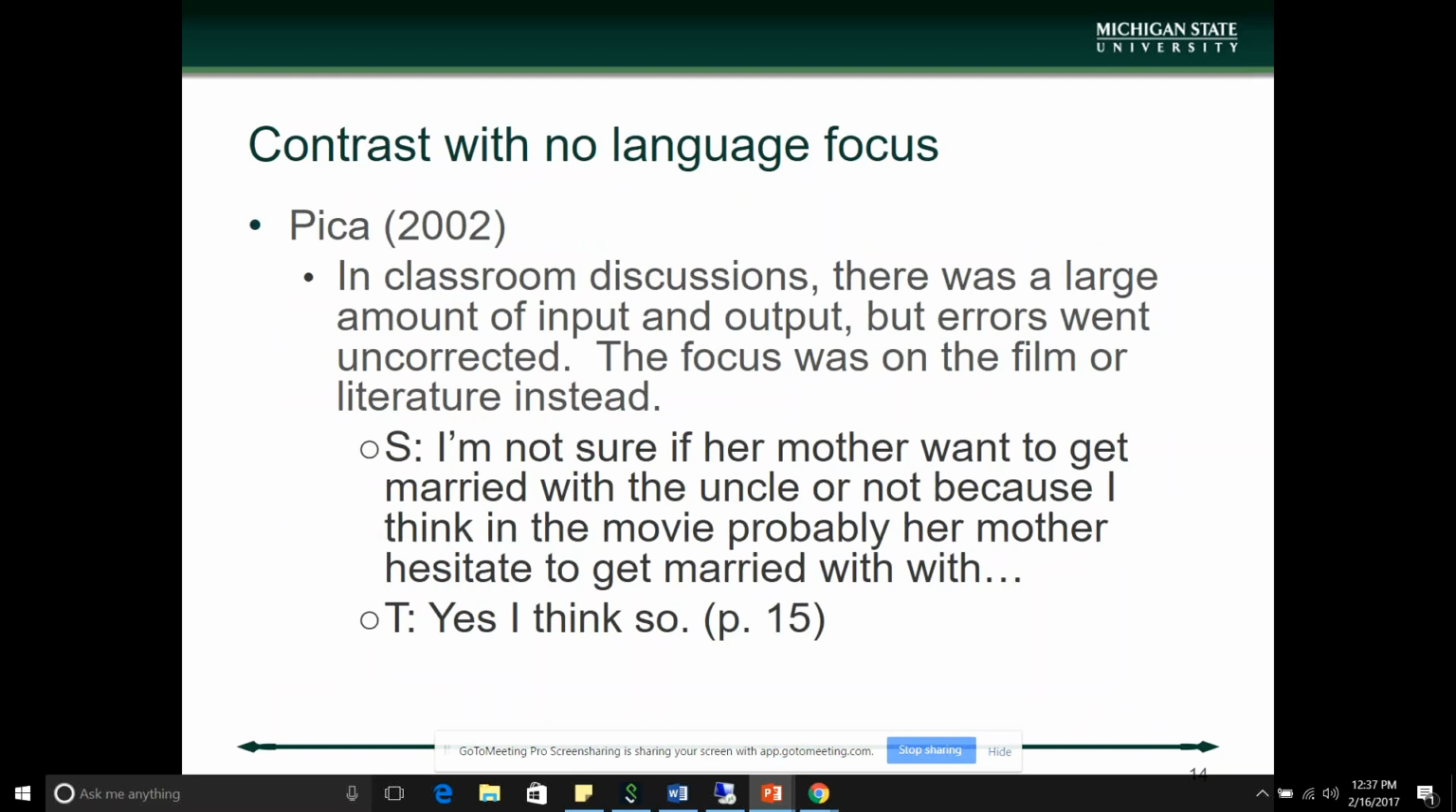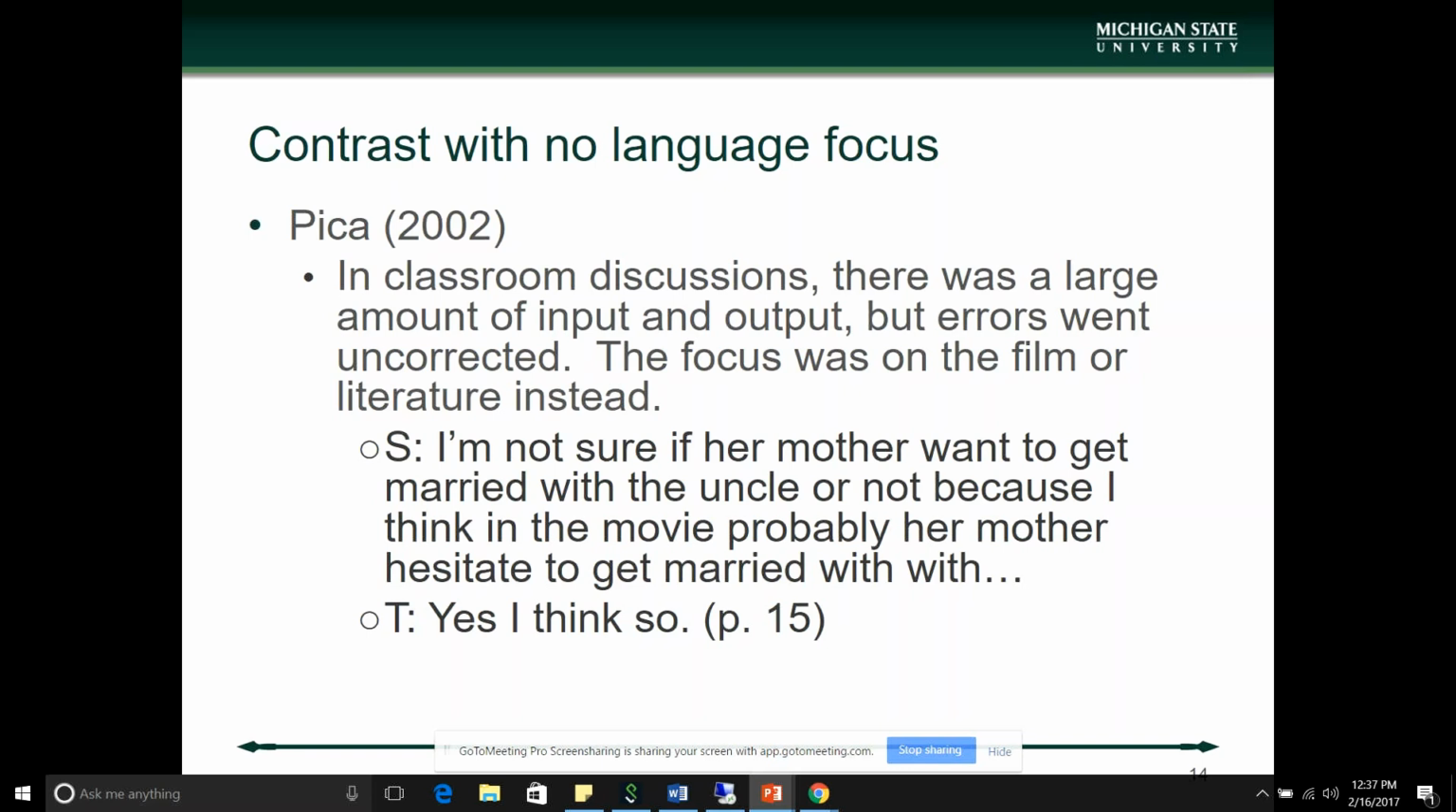I like to use this example, this is actually from a speaking class, it's not from a writing class, from an article that Terry Pica wrote many years ago. And what she was showing was this was in an IEP class, an advanced IEP class, where students were talking about literature and film.